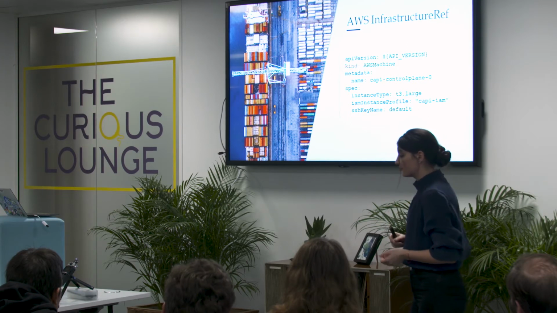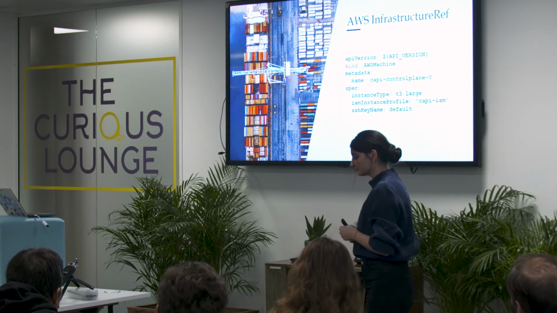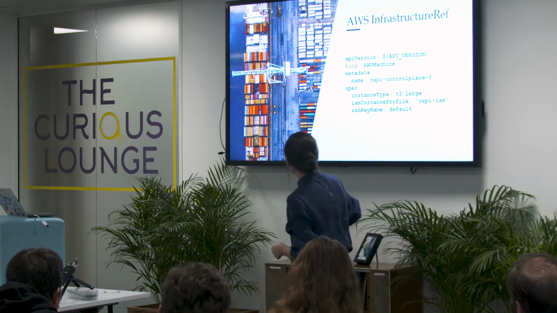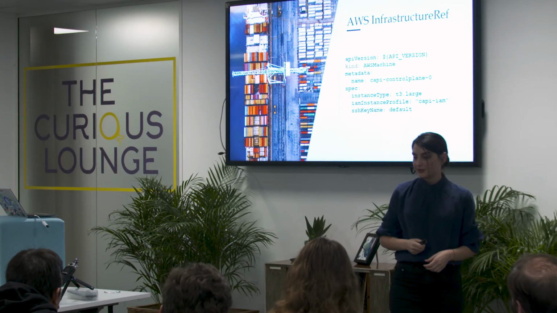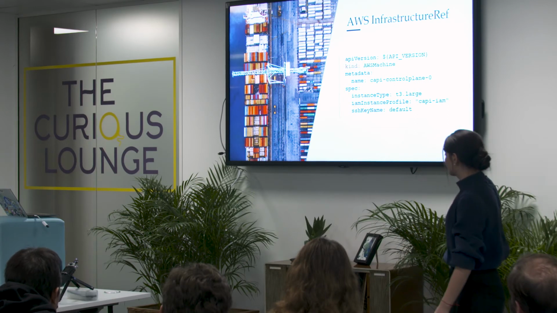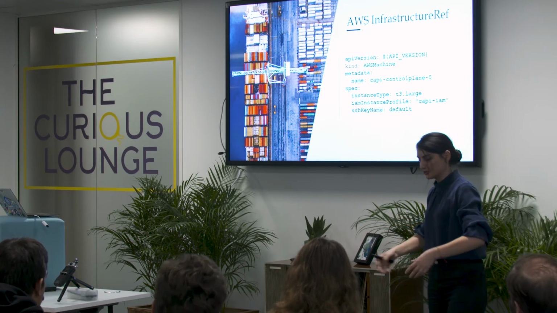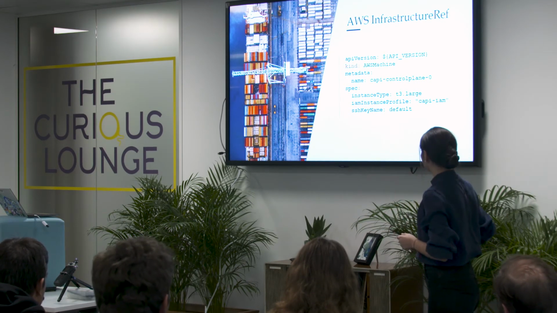And the infrastructure reference for a machine resource is going to be slightly different. So the kind is going to be AWSMachine. We can specify the instance type. So in AWS, we have t3.large, we have c5.xlarge, any type you can actually add there.